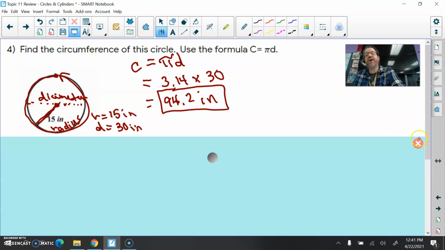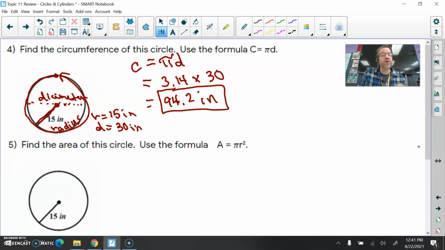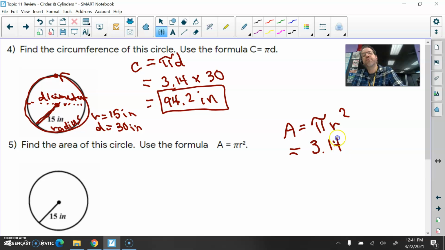Okay? Number 5, we're looking at that same circle, but this time I want to find the area of this circle. And we're using this formula, A equals pi r squared. Pi times the radius squared. Let's fill in what we know. Pi is 3.14 times the radius squared. Now this 15-inch measurement here is the radius, because remember, the radius connects the center of the circle to the outside of the circle. Okay, so that's the measurement I need, 15.